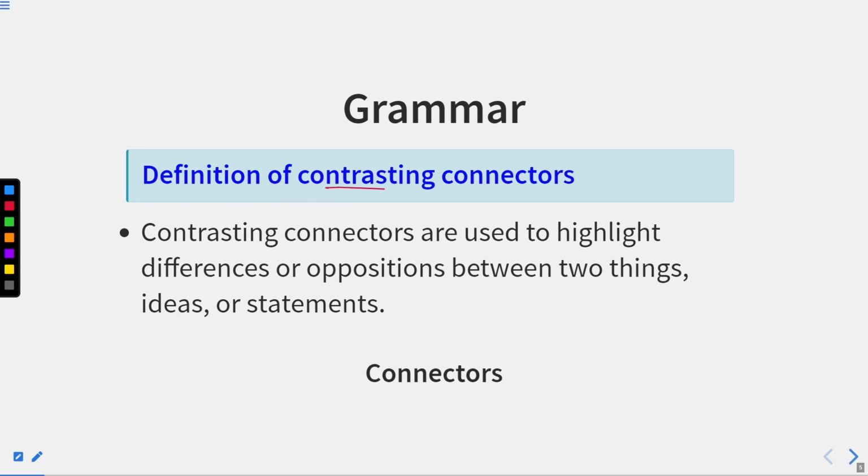Now, definition of contrasting connectors. Contrasting connectors are used to highlight differences or oppositions between two things, ideas, or statements. For example, I like white color, but I want to wear black dress in this function. So I like white color, but in this function, I want to wear a dress of black color. So there is a contrasting statement where I'm using two opposite statements or two opposite things all in a sentence. And I'm showing the contrast. So this is how we can show the contrast.